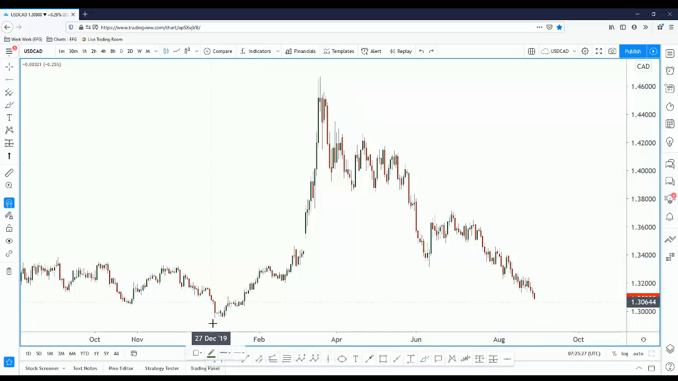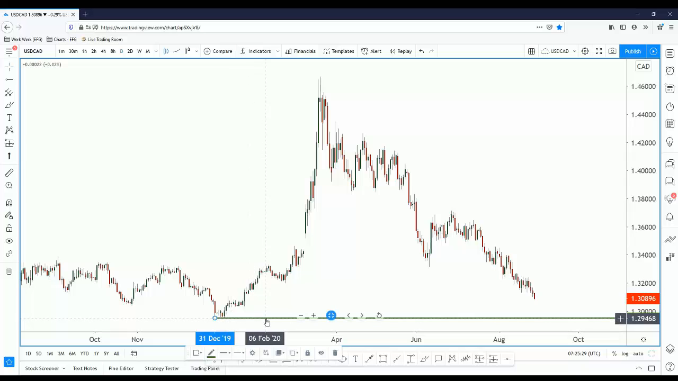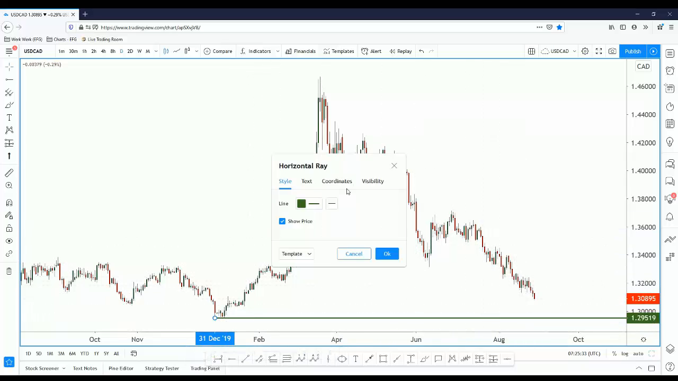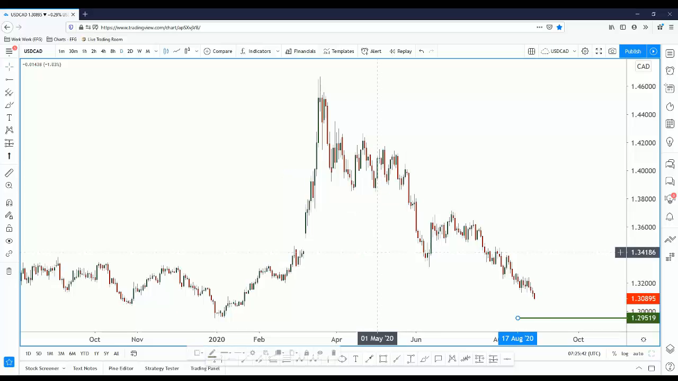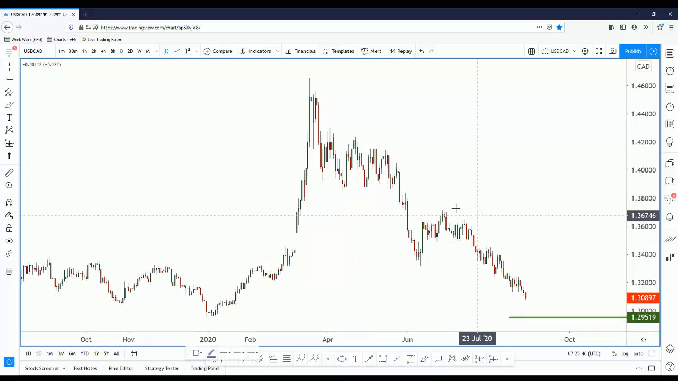If I were to put a support at the low of January 2020, at a 1.2951 level, we see that price is actually approaching it soon. So we can use that as a strong support level, a long-term support level. Let's very quickly also look at the last price movement. Price made a high here, and that was when price really started making a push down. So we can also use a retracement from the high to the low, and we open all Fibonacci ratios.